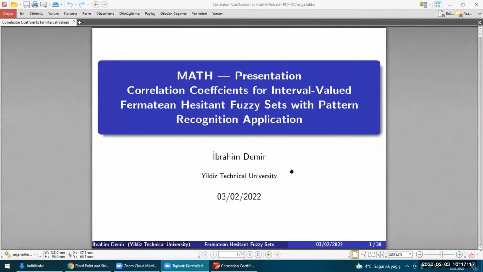My presentation is on the correlation coefficient for interval valued Fermatean Hesitant fuzzy sets, with pattern recognition application and a decision-making method.